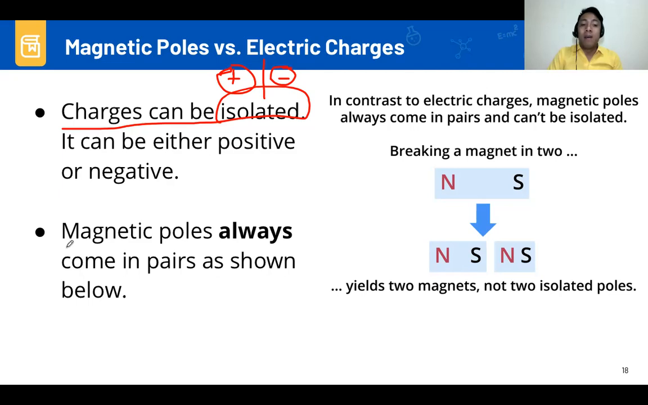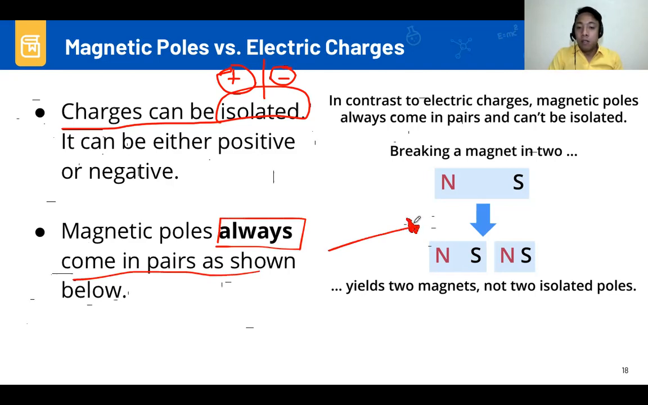But magnetic poles always, I bolded the word always, come in pairs as shown here. So if you imagine we break a magnet into two, we cannot say that this one is the North Pole and this one is the South Pole. No.